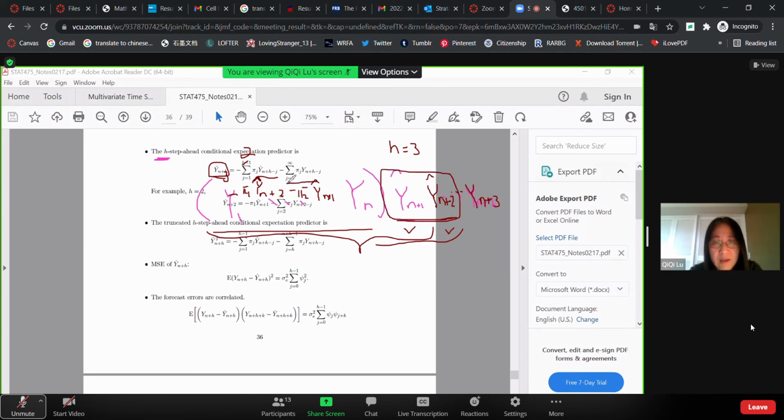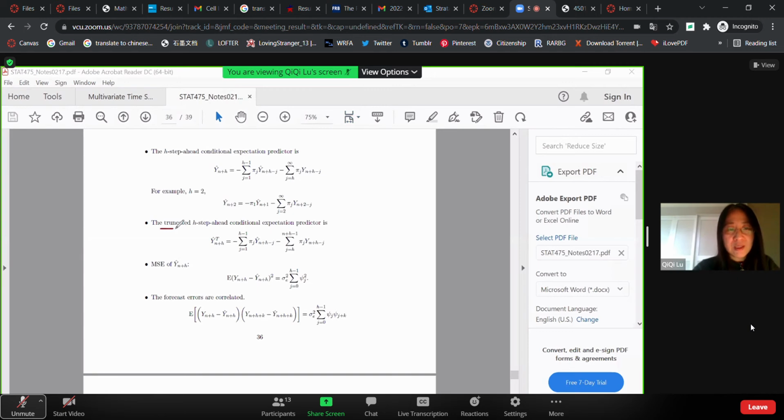And then you have everything else the same. So that's yn plus s minus j. So that's all your data here. This part is for your data, and this part is for the forecast for these two here. And then the same idea, we have the truncated h step ahead. So infinity here is replaced by n plus h minus 1. And then the mean square error, sigma e squared, sum over j from 0 to h minus 1.